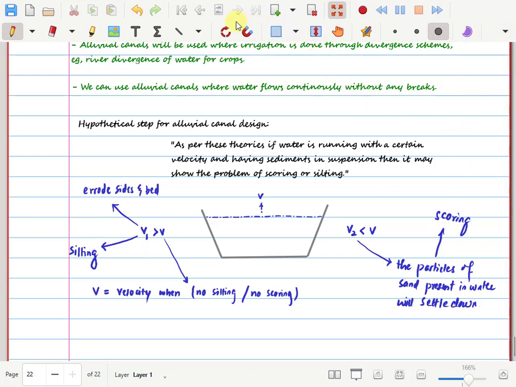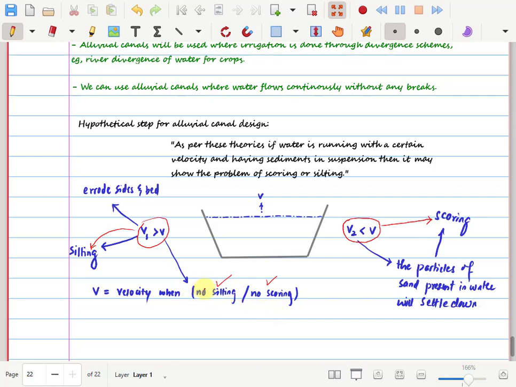So now you can easily say that if the velocity is less than V, then scoring will occur, right? If velocity is greater than V, silting will occur. Got it? And what is V? V is the velocity when there is no silting and no scoring. Are you getting my point? So this is the main difference.